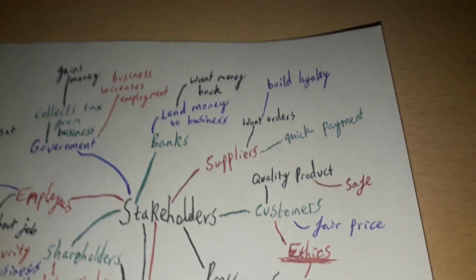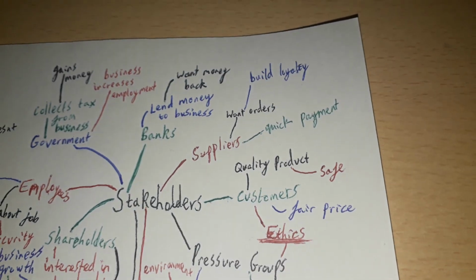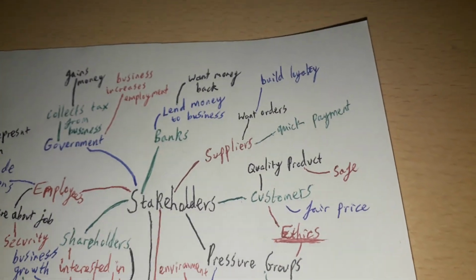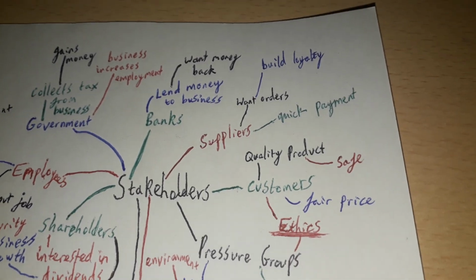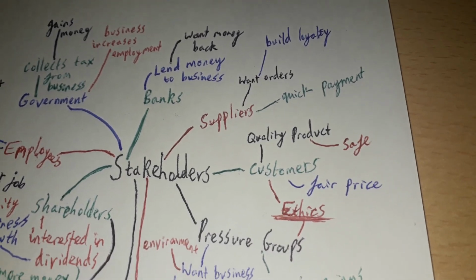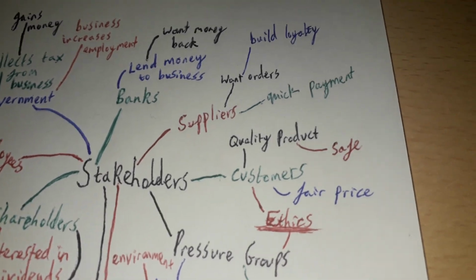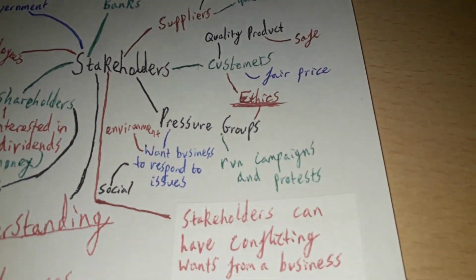Also, stakeholders, suppliers. The suppliers want orders, and that can build loyalty with a business. They also want a quick payment so they get the money right. Basically, suppliers are other businesses that provide the things the business makes its products from, and they want good deals.